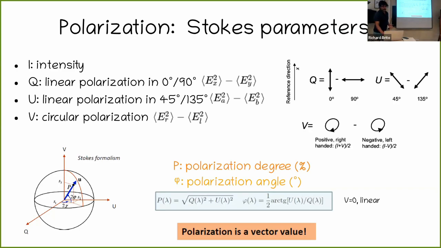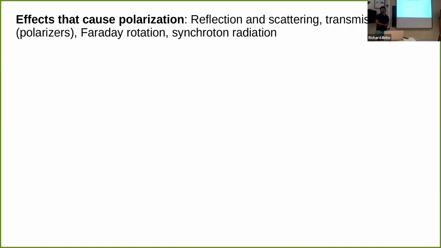Okay, so what can create polarization? I already told you these polarizers that you can use in the lab, but one very common way to generate polarization is through reflection and scattering, and that's mostly what will be happening in this talk. But you're also going to have Faraday rotation, for example, and synchrotron radiation that also happen in astrophysics and create circular polarization, but I won't be talking much about that.